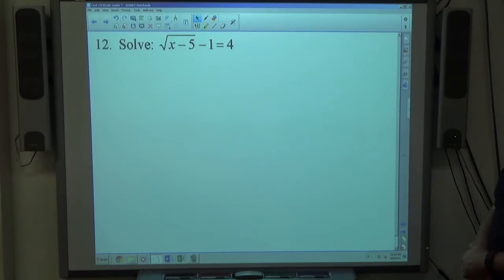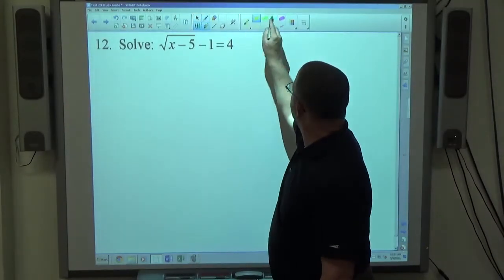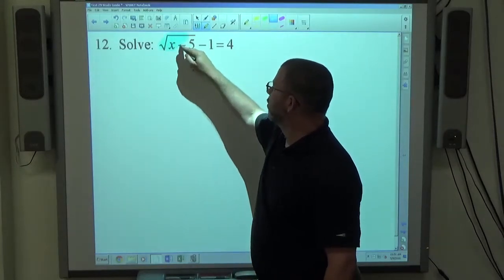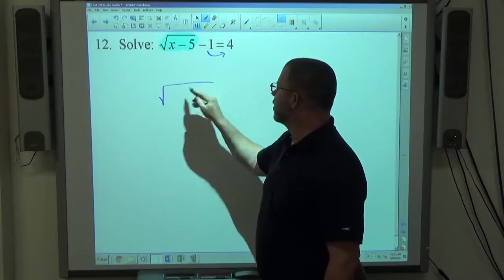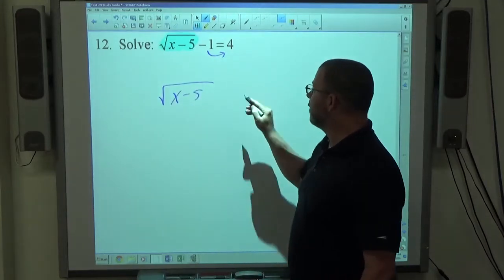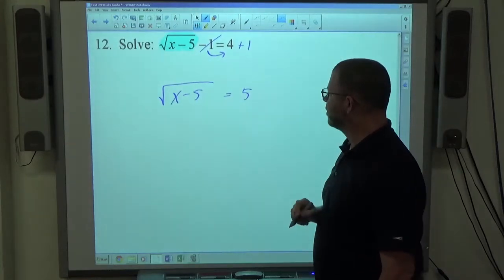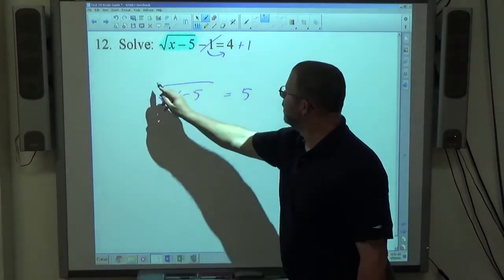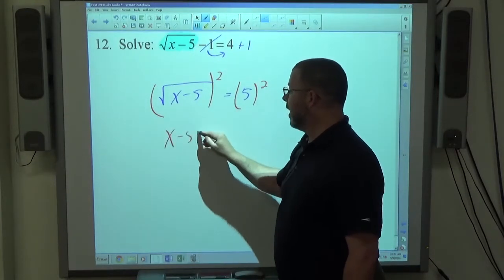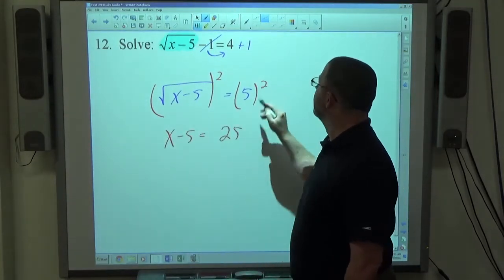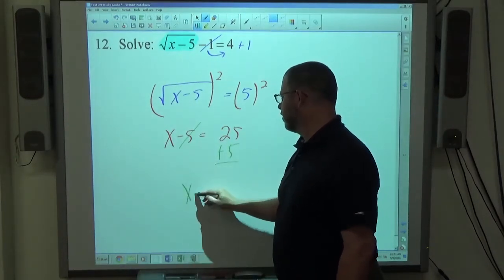Number 12, solve the square root of x minus 5, minus 1 equals 4. Our first task is to get the square root object isolated. So this is the square root object. The minus 1 needs to move to the other side. So I'm going to get the square root of x minus 5 alone by itself on the left-hand side. This becomes plus 1 over here, so I get equals 5. Then I have to square both sides. So I get x minus 5 without the radical must equal 25. Then I simply solve that by moving the 5 to the other side, change the sign, so we get x is equal to 30.